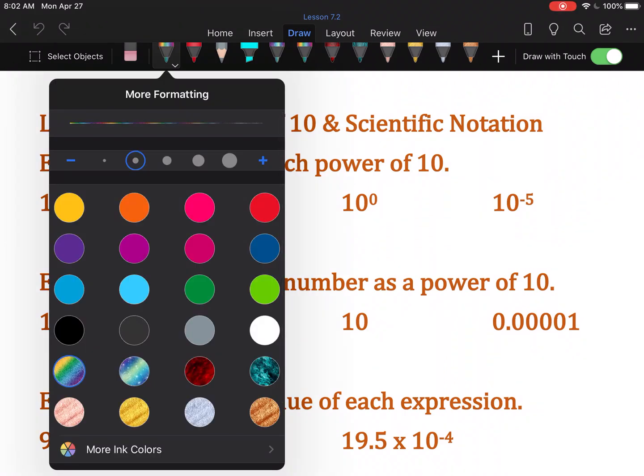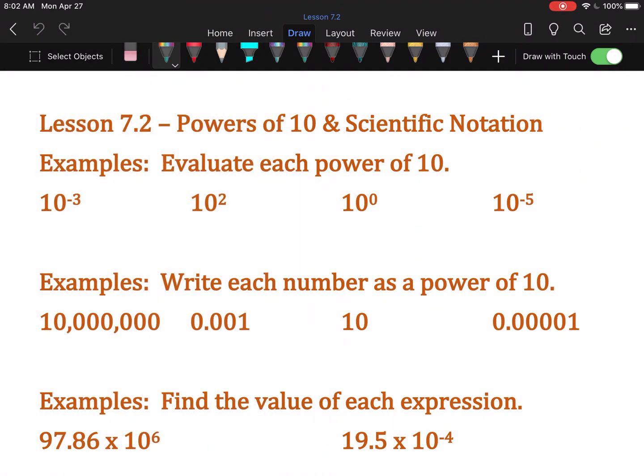Okay, so the next lesson of Chapter 7 deals with powers of 10 and scientific notation. We have seen both of these concepts many times before, so I'm going to just dive right into it. Evaluate each power of 10 means write out this thing as a number or a decimal. There's a very, very easy trick for this.